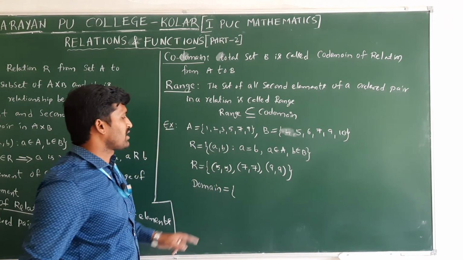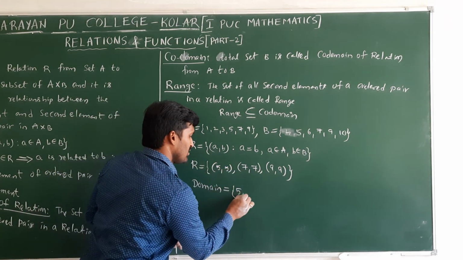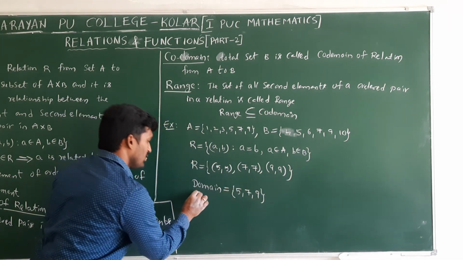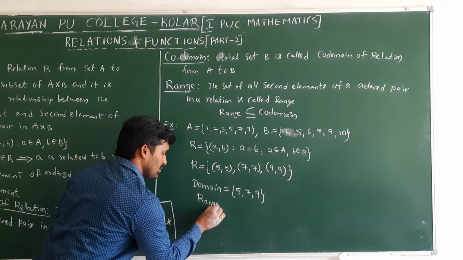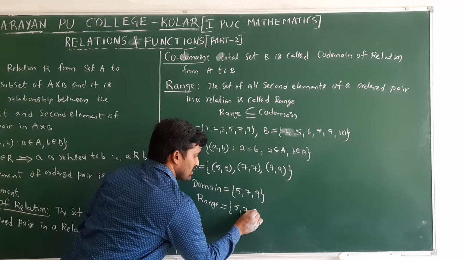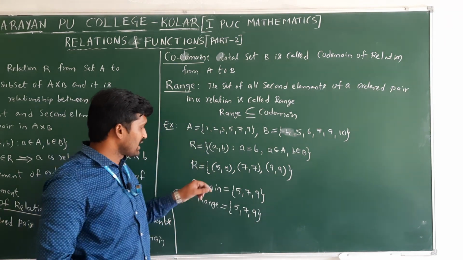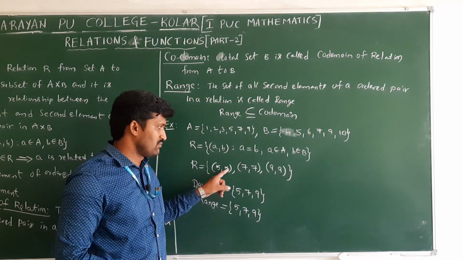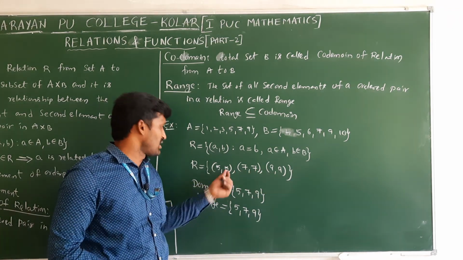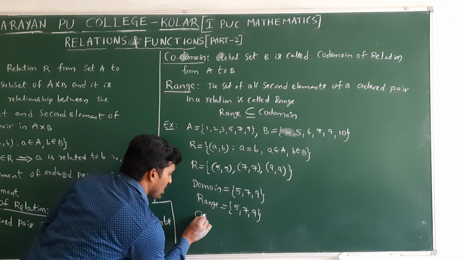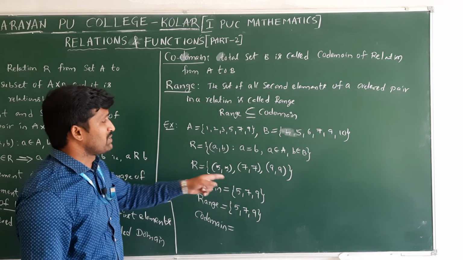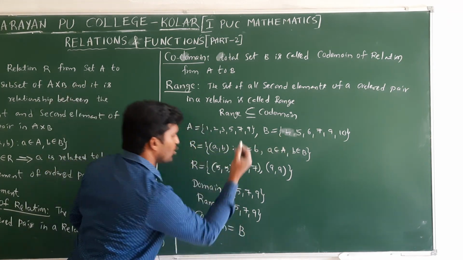Domain: set of all first elements of ordered pairs in a relation. 5, 7, 9. Range: set of all second elements. 5, 7, 9. Here we also say 5's image is 5, 7's image is 7, 9's image is 9. We call this the image also. Codomain I already said: if you define the relation from A to B, the complete set B is the codomain.